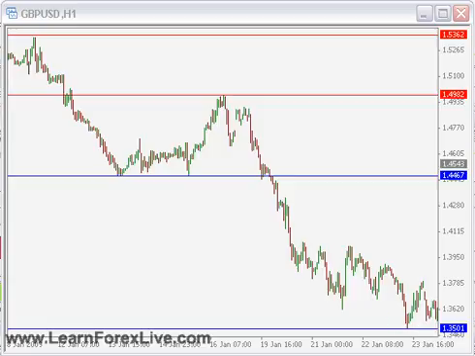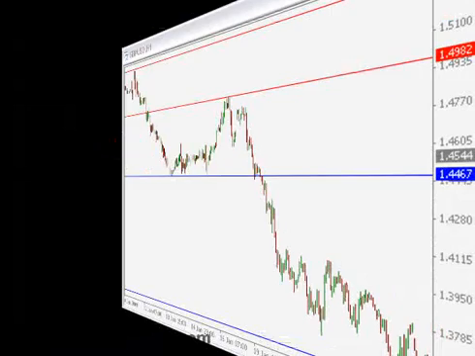Like I said, another example of how you designate, how you mark your key levels, your key turning levels in your charts, in order to be able to conduct your technical analysis, based on which you will be taking your trading decisions as soon as we get into the advanced techniques.